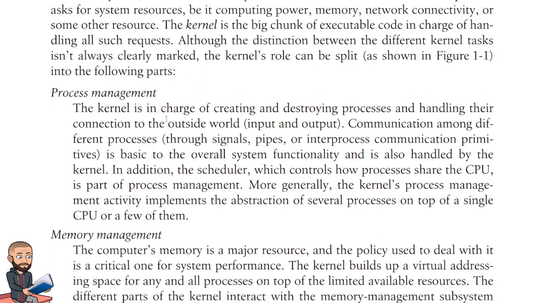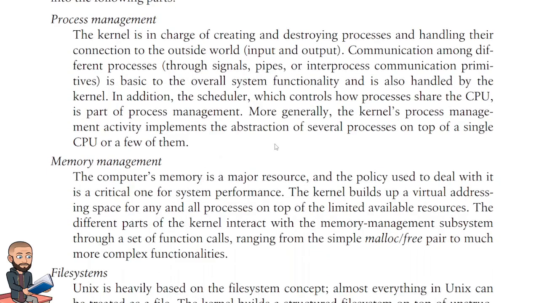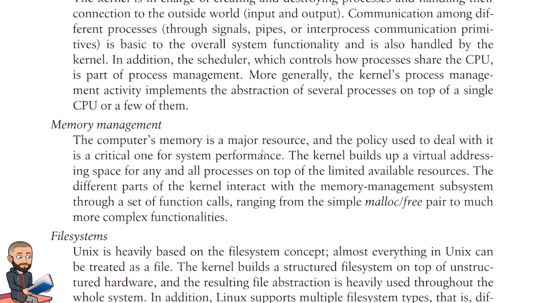So the first role is process management. The kernel is in charge of creating and destroying processes and handling their connection to the world outside: input-output. Communication among different processes through signals, pipes, or interprocess communication primitives is basic to the overall system functionality and is handled by the kernel. In addition, the scheduler, which controls how processes share the CPU, is part of process management. More generally, the kernel's process management activity implements the abstraction of several processes on top of a single CPU or a few of them.